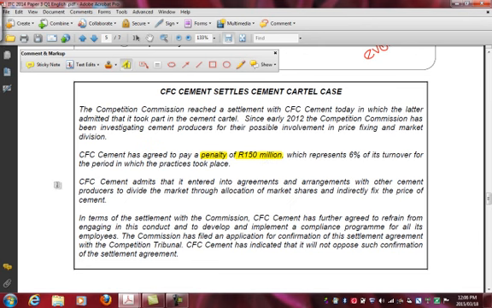CFC admits that it entered into agreements and arrangements with other cement producers to divide the market through allocation of market shares and indirectly fix the price of cement. In terms of the settlement with the Commission, CFC Cement has further agreed to refrain from engaging in this conduct and to develop and implement a compliance program for all of its employees. The Commission has filed an application for confirmation of the settlement agreement with the Competition Tribunal. CFC Cement has indicated that it will not oppose such confirmation of the settlement agreement.